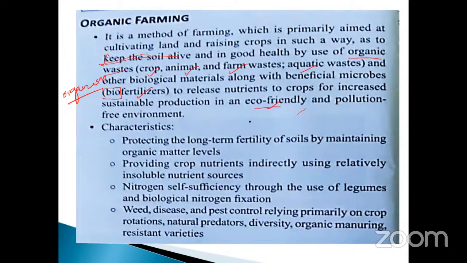It increases sustainable production and is eco-friendly. That is very important: eco-friendly for the plant, the soil, the human beings, and also the microorganisms. All are beneficial aspects. Such a type of fertilizer is called biofertilizer. There are many biofertilizers: Rhizobium, Azospirillum, Pseudomonas. All of these are interrelated with organic farming, and they are eco-friendly and give a pollution-free environment.